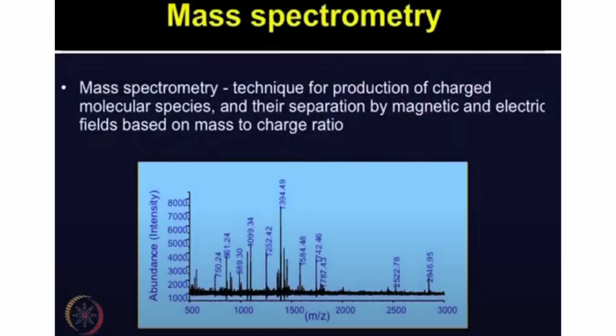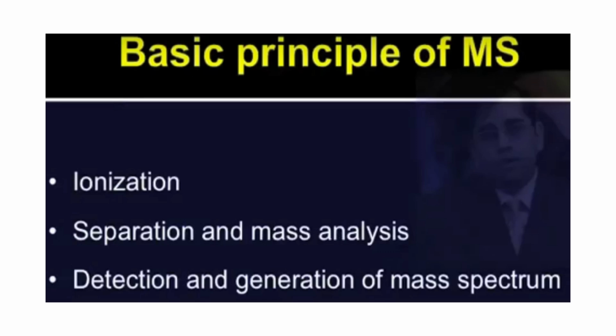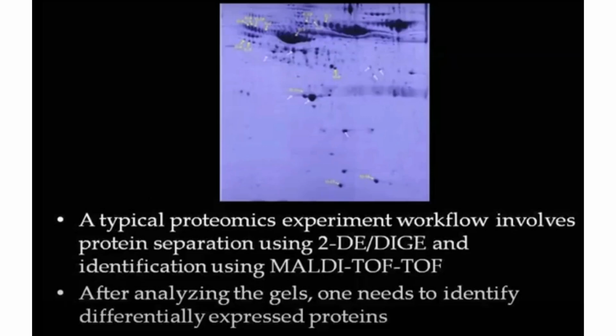So mass spec will further confirm that whatever protein you are seeing, that is for sure the protein of interest which you are looking for. So in terms of mass spec, you need to do ionization first, then you do separation as per the mass to charge ratio. Then you can detect that by using different softwares.